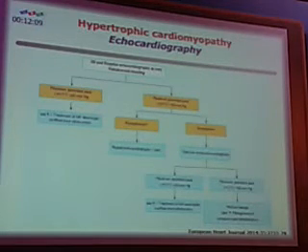The worst scenario is, of course, if the patient has a gradient of more than 50 millimeters of mercury and is symptomatic. And of course, you have to take a decision here. What does the patient need? A myectomy, another operation, a device.